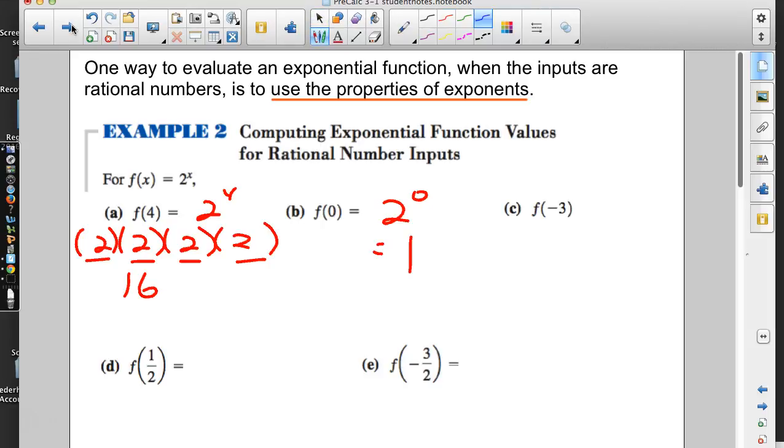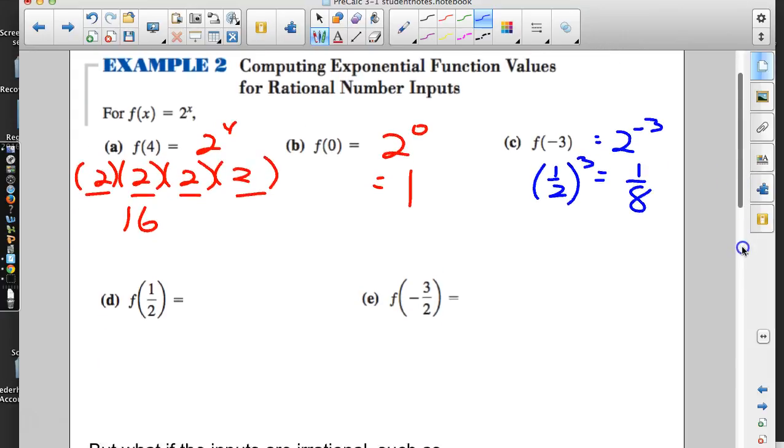Negative 3. You remember what we do with that? Make it a fraction. Get rid of that negative. It's usually easiest to do it, and then go ahead and raise it to the 3rd power. Can we distribute that 3 to both the top and the bottom? Yeah, there's no addition or subtraction here. When it's pure multiplication or division, we're okay. So that'll be 1/8.